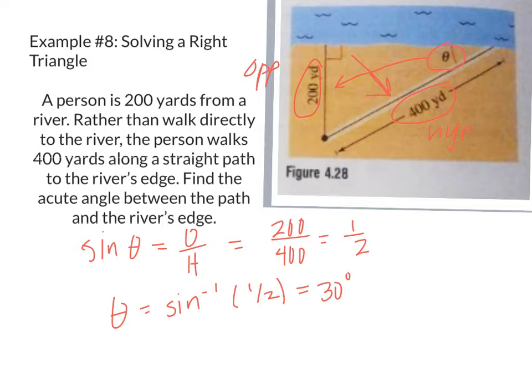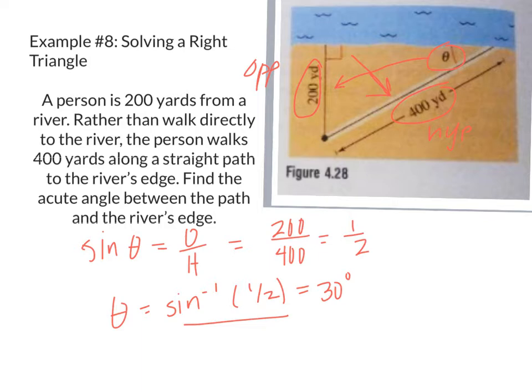And that makes sense, right? Because one of the main facts that I've repeated over and over again is that sine of 30 is 1/2. So it's kind of like we said, well, sine of what angle is 1/2? That's essentially what we told the calculator. Sine of what angle is 1/2, and that angle is 30 degrees. Okay, so the acute angle between the path and the river's edge is 30 degrees.